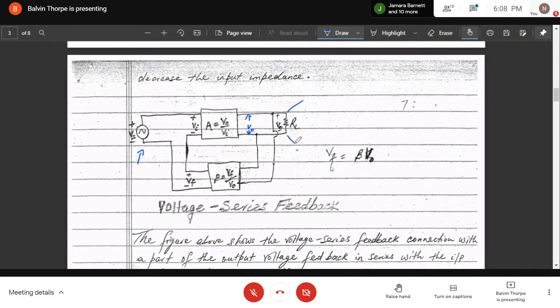The amplifier amplifies the input signal and outputs that signal here. So right across here, we get our output voltage, which is the same voltage that is dropped across this resistor. Right here. That's VO.